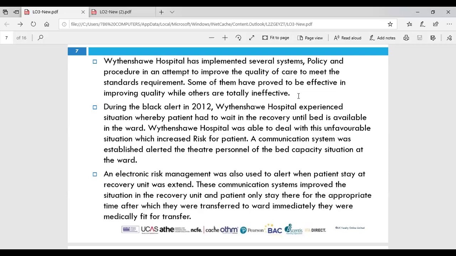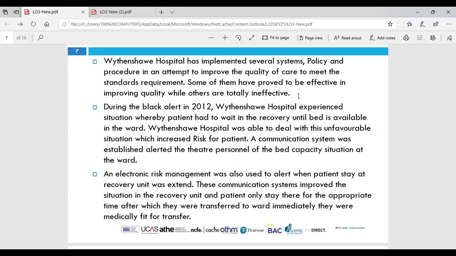Within Shaw Hospital, it experienced a situation where a patient had to wait in the recovery until a bed was available in the ward. The hospital was able to deal with this situation despite an increased risk for the patient. A communication system was established, and this alerted the theatre personnel of the bed capacity situation at the ward. Then an electronic risk management system was used to alert staff when patients stayed at the recovery unit and when their stay was extended.